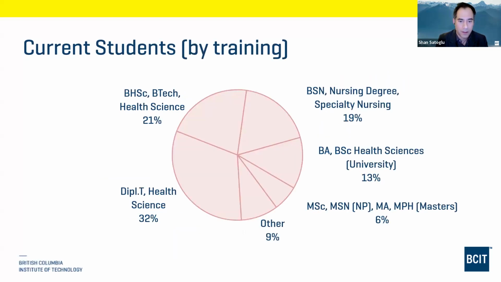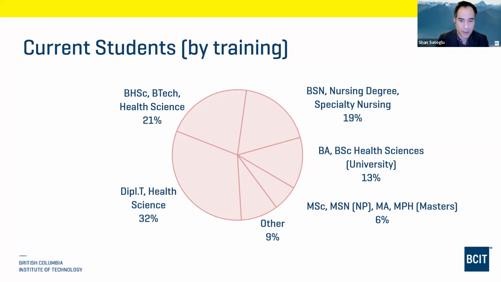In terms of who is in the program, this is a pie chart showing the distribution of our current students based on their academic background. On the left side, there are a variety of disciplines related to health sciences, such as Diploma of Technology in Health Sciences, like those we have in our school: laboratory, various imaging domains, and so on, as well as people with baccalaureate training in health sciences, like, for example, one of you who was coming from an SFU background.